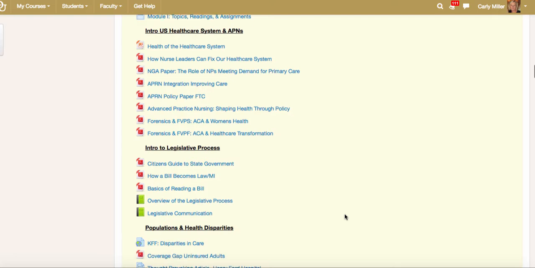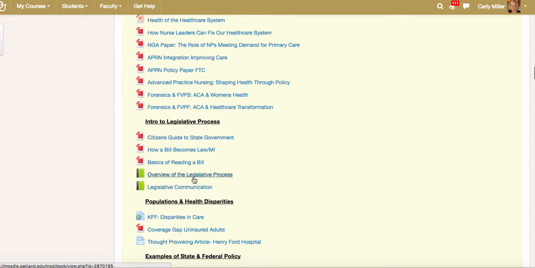The Intro to the Legislative Process, Citizens Guide to the State Government, is just a good resource to have if you need to learn more about the legislative arena and how our state government essentially works. This file just discusses how a bill becomes a law. It's a general overview, and then there are the basics of reading a bill. That's another overview. These two books are books that I posted, and they have videos within them from the American Academy of Nurse Practitioners.